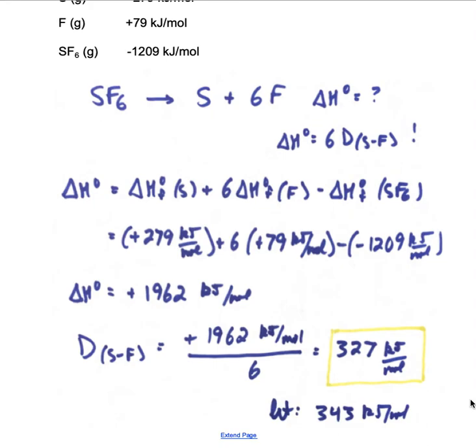I looked it up on the internet and I found a value of 343 kilojoules per mole. And again, that's because there are lots of different types of sulfur-fluorine bonds. All we can say for sure is that in sulfur hexafluoride, that has a value of 327 kilojoules per mole. That's about it for bond energies. Next, we'll talk about molecular geometry.